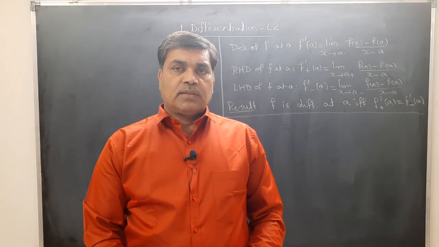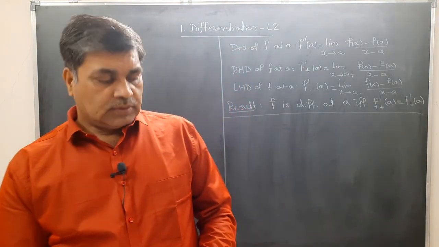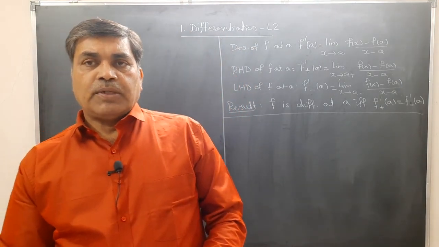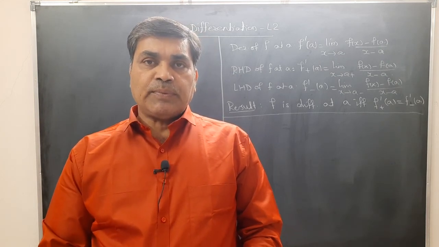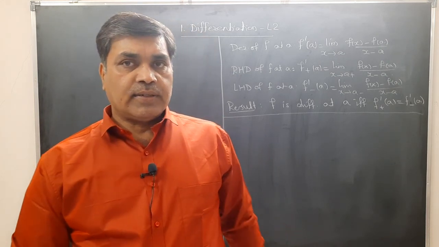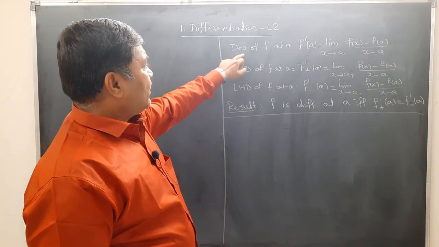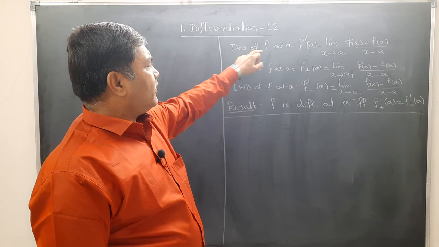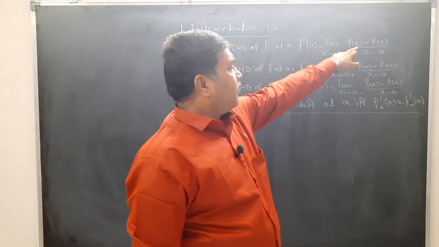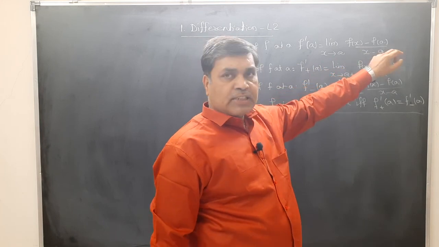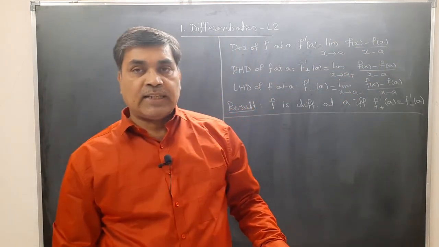Hello friends, in the first lecture I explained the first principle of derivative, that is the definition of derivative, then the geometrical meaning of derivative, and I am revising that definition. A function f is differentiable at a, then the derivative of f at a is f dash a equal to limit x tends to a of f(x) minus f(a) divided by x minus a, and we know that the limit exists if and only if left hand limit is equal to right hand limit.